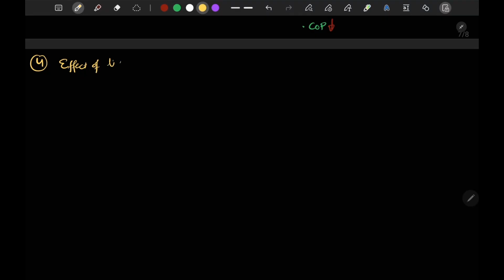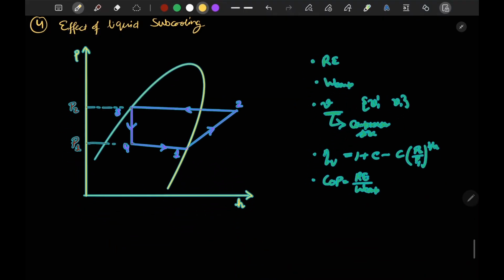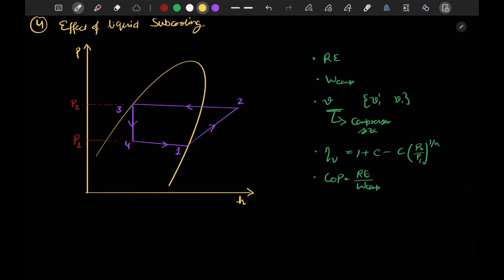Effect of liquid subcooling. Okay, so let's consider this graph again. Let me write 3 here and 4 here. So what happens in this case is that our liquid is subcooled.